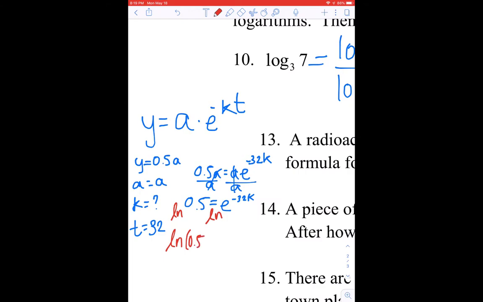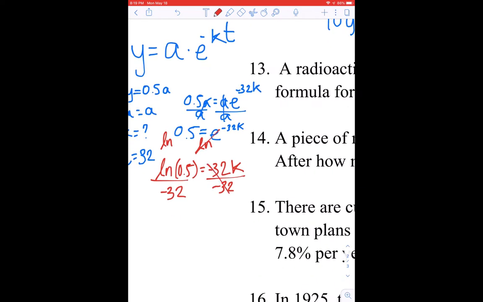0.5. This goes away. What we have is negative 32k, divide by that negative 32, and we should get our answer. And I know I went through that pretty fast, but you can slow me down and go find the answer. Go try it again yourself. But the answer should be 0.02. Okay, that is the answer. You can go check the work yourself.